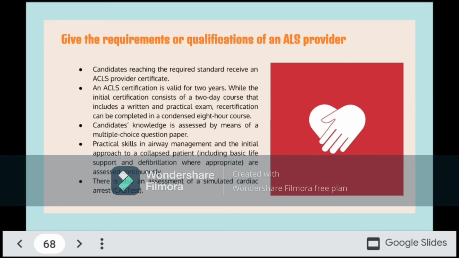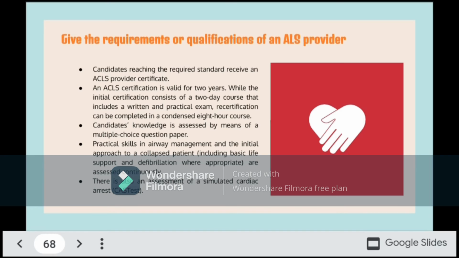So what organization does the certification? An example of an organization that provides the certification can be the Red Cross. It can also be, for example, the American Heart Association.